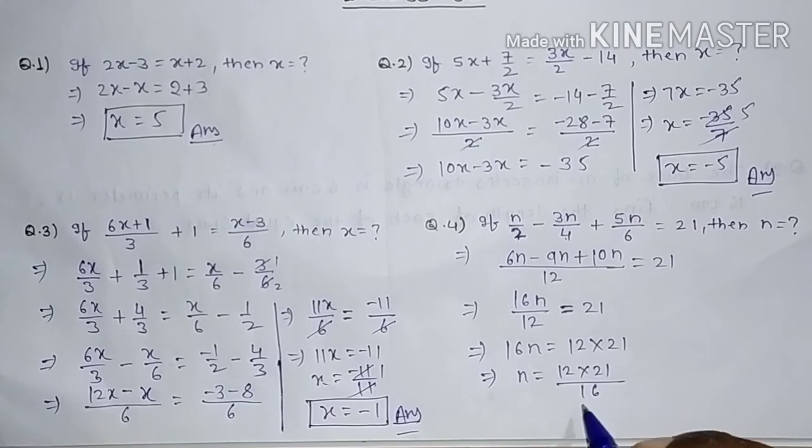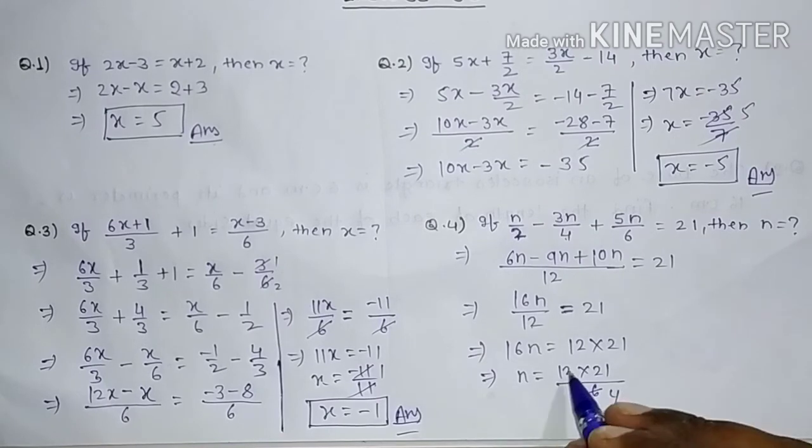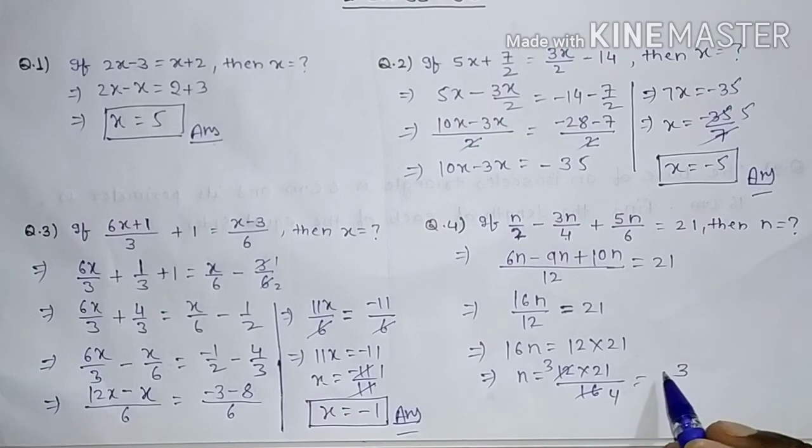So just simplify it. 12 and 16 will cancel out by 4. 4 fours are 16 and 4 threes are 12. Now 3 ones are 3, 3 twos are 6, divided by 4. So n equals 63 upon 4. This is the answer.